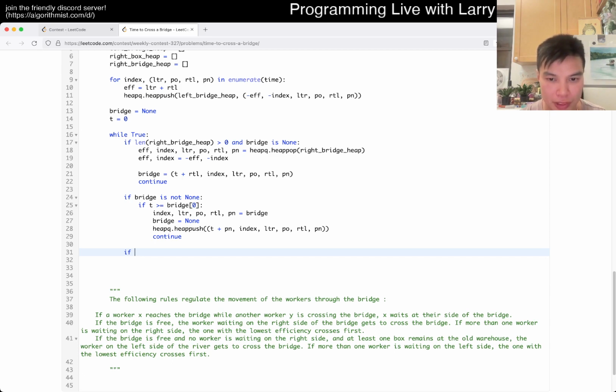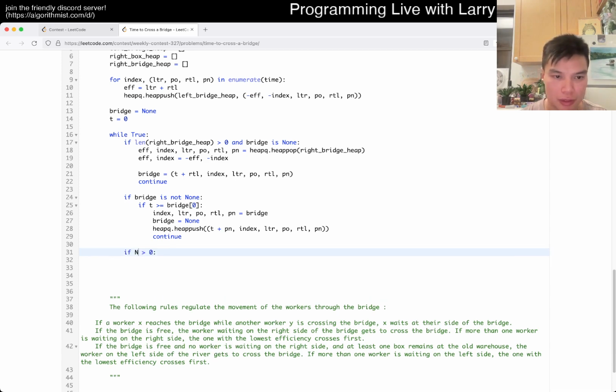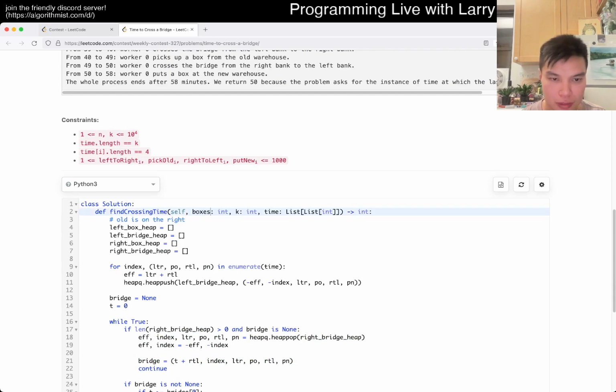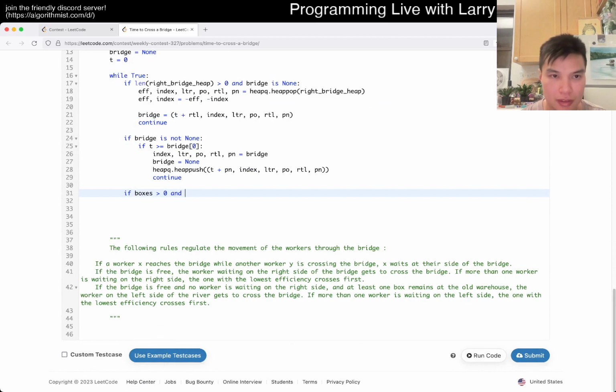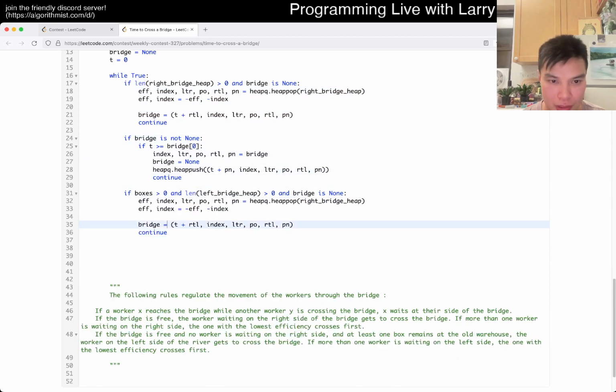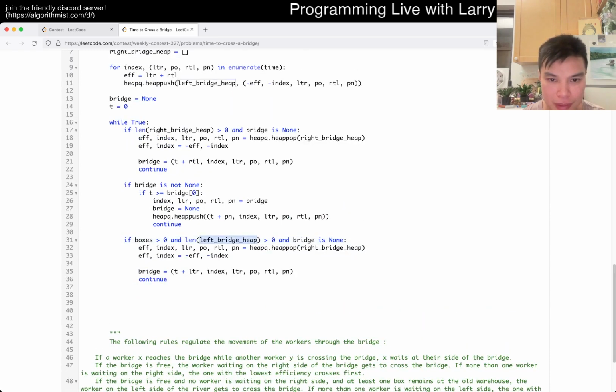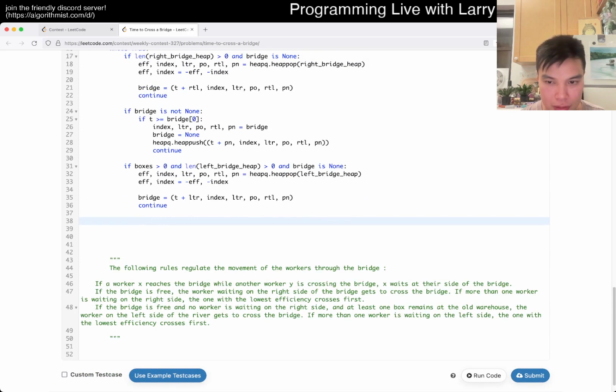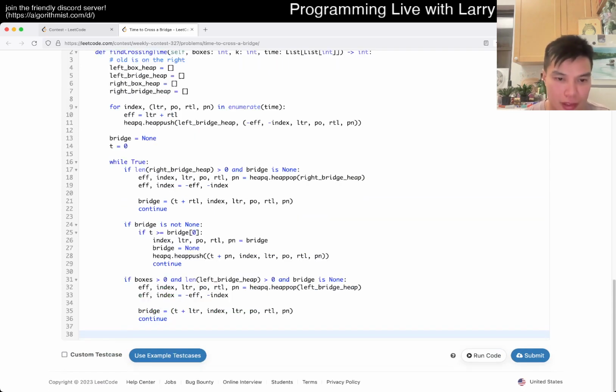Okay, so the bridge is free, and there's at least one box left on the right side. If n is, let's call it boxes. Wow, this is so confusing. If boxes is 0, and length of left bridge heap is greater than 0, and bridge is none, then we do the same thing here and put it on the bridge. But now we're going from left to right. Except this is the left bridge heap. Okay. I think that's it for the bridge maintenance.